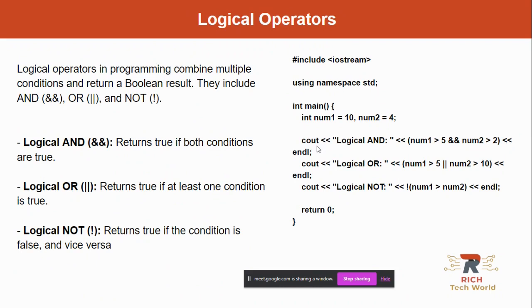Now, the logical operators are the operators in programming that combine multiple conditions, right? So it's a condition and then returns a Boolean result. Just like what the logical operator will return, the same way a relational operator also returns a Boolean result, whether true or false, whether 1 or 0 or on or off, right? Okay, so the logical operators mainly include and, or, not. Logical and returns true if both conditions are true.